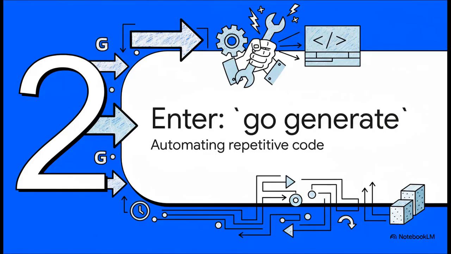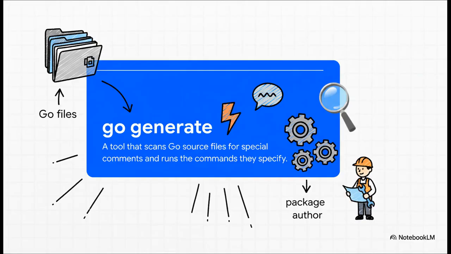Okay, so we've established the problem. What's the Go way of solving it? Well, instead of giving us some huge, complex build system, the Go team gave us something beautifully simple and explicit: Go Generate. Now, this thing has been around forever, since Go 1.4, and its real beauty is what it's not.